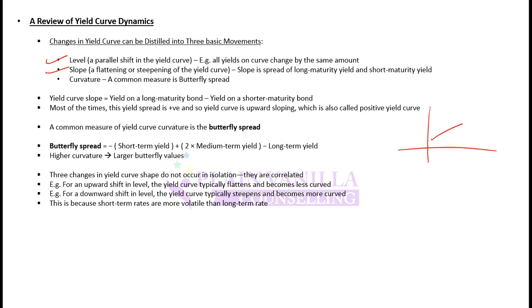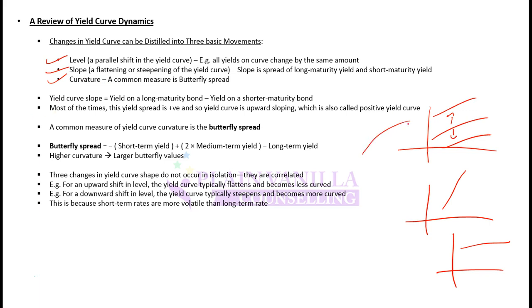So level would be that if this is the curve and it shifts up, this is change in level, or shifts down, change in level. But if it becomes steeper, or if it becomes flatter, this is change in slope. The third is change in curvature. That is, if there is a curve, then it has some curvature. It is turning around, so it has some curvature. So change in that is known as change in curvature. And a common measure for curvature is butterfly spread.